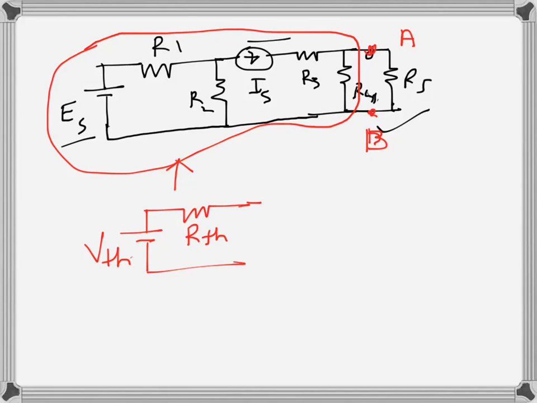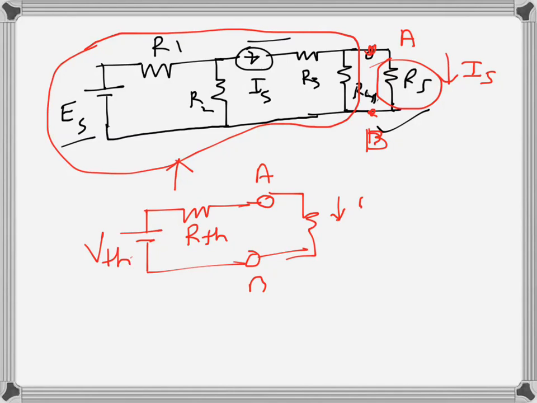And once the whole thing is replaced, we can rejoin this part here at AB, and we will get the same current here. If the current for the original network is say I5, here we will have the same I5.